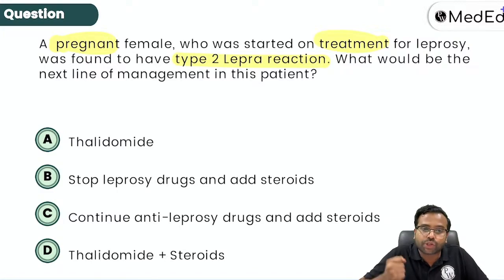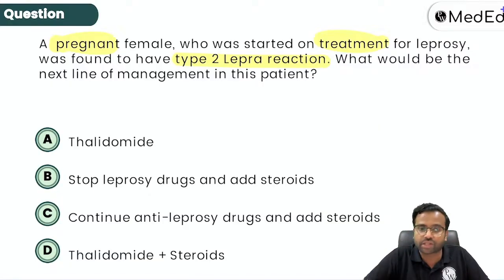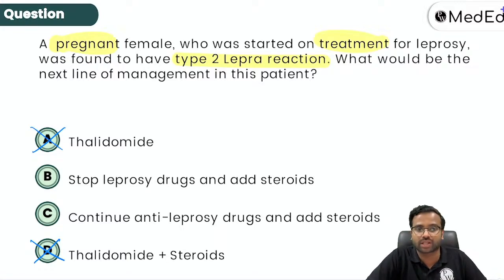Thalidomide, stop leprosy drugs and start steroids. Continue anti-leprosy drugs and add steroids. Thalidomide plus steroids. What should be the answer? Now, if you have learned pharmacology, you would have seen that there is one drug mentioned here which is definitely teratogenic. So what is that? Wherever I see that name, I can easily rule out that option. So I can rule out thalidomide, because in pharma, did you learn what is the side effect of this drug?